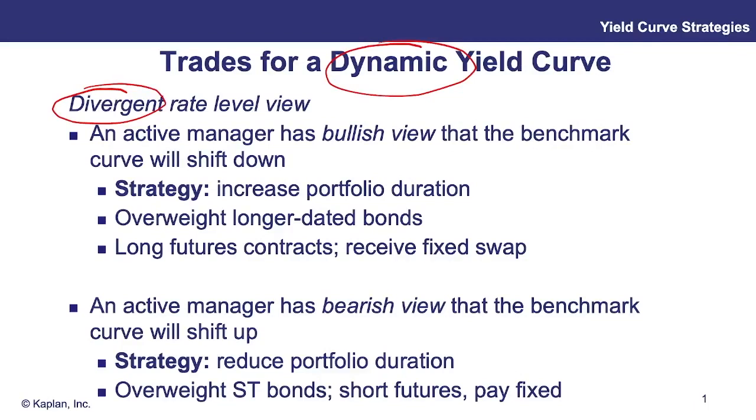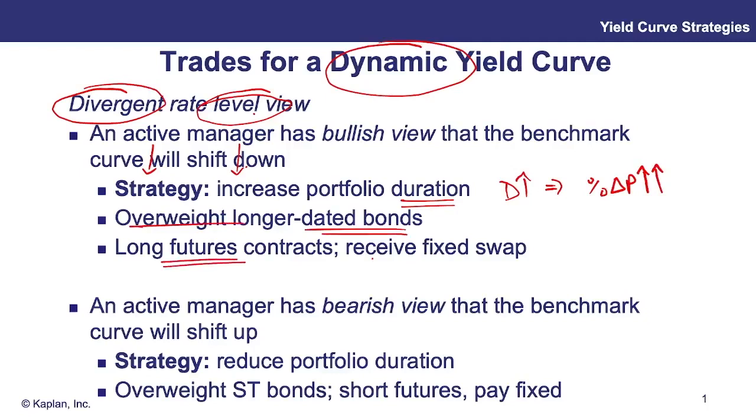So some of these trades we know about already. For example, if we expected, with regards to the rate level, that rates were going to shift down in a parallel fashion, then of course we would increase duration. If our duration goes up, then our price sensitivity increases, and as rates fall, we'll go up by more. So that's something we've already said. I think we said that a couple of readings ago when we were talking about actively trading duration. How would you do that?